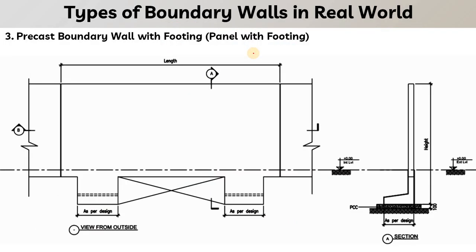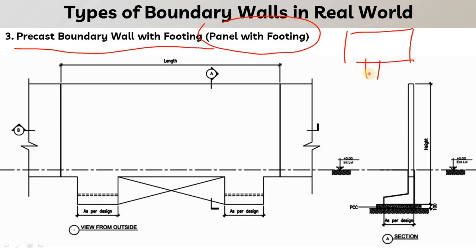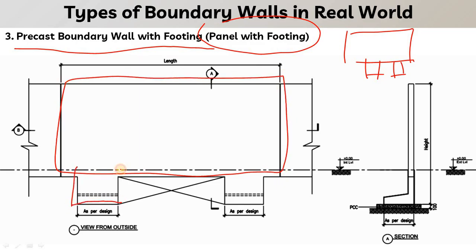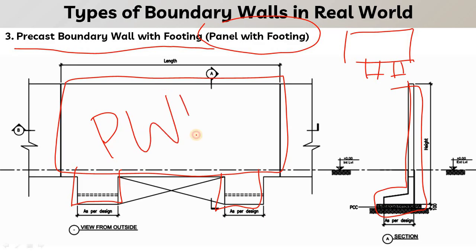Okay, now type 3. What is type 3? We have precast boundary wall with foundation, or we can say panel with footing. Simple, which means there is a panel and it has some individual footing. So this is the panel, this is our boundary wall, and it has an individual footing. Here you can say this is the panel and we have the footing. So basically this is known as panel with footing.